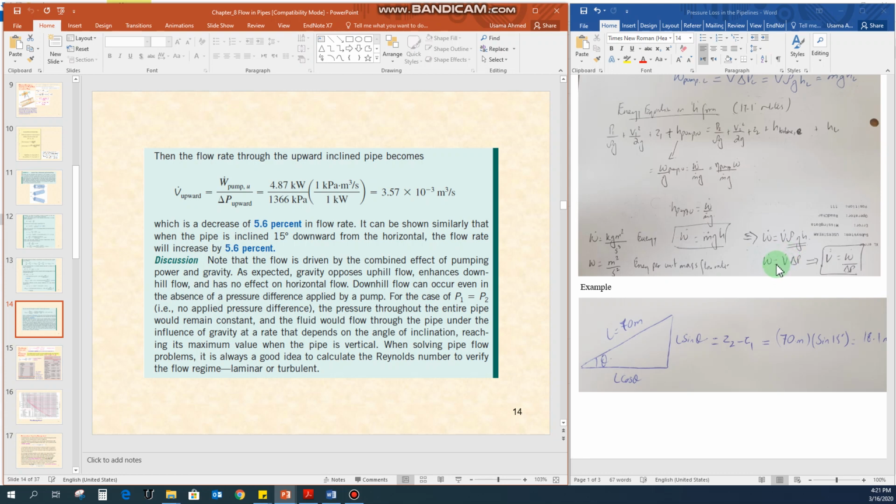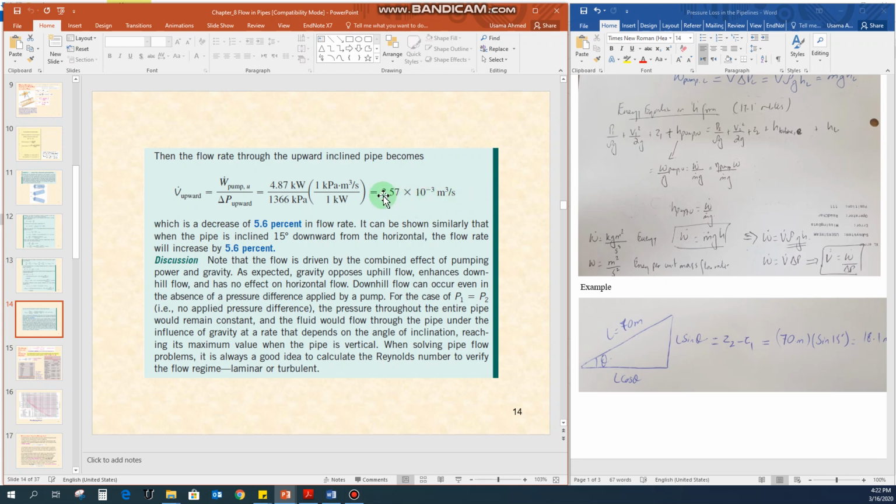So the volumetric flow rate will be equal to the useful pumping power divided by delta P upward. The useful pumping power we calculated is 4.87 kilowatt, divided by delta P in the inclined form, which comes out to be 1366. You can simplify this equation to get the value for the volumetric flow rate when the pipe is inclined upward.